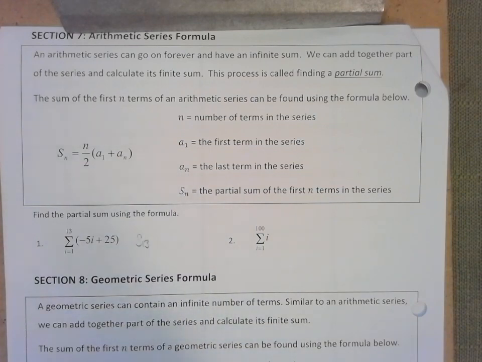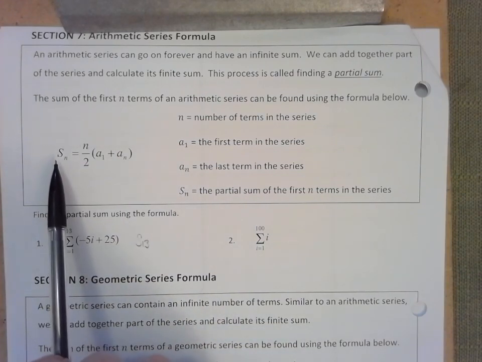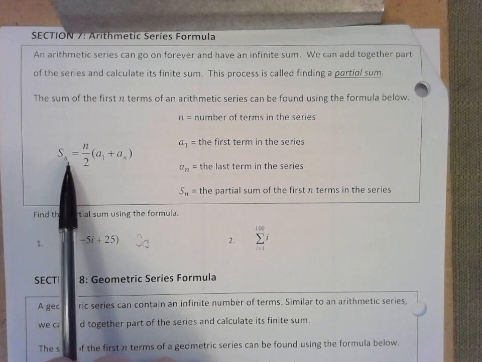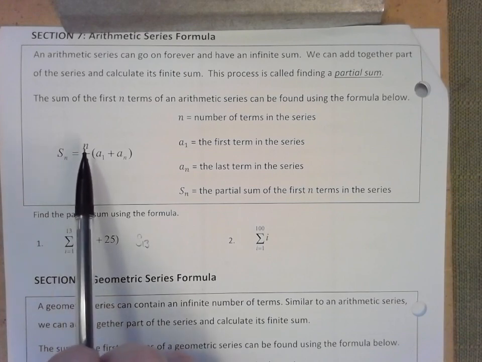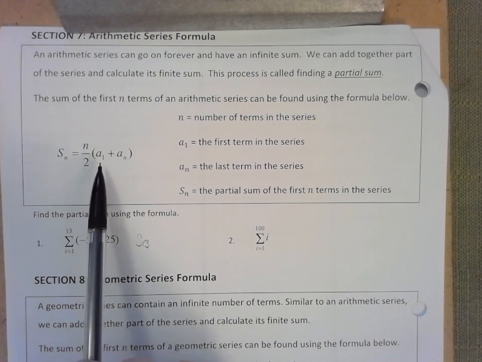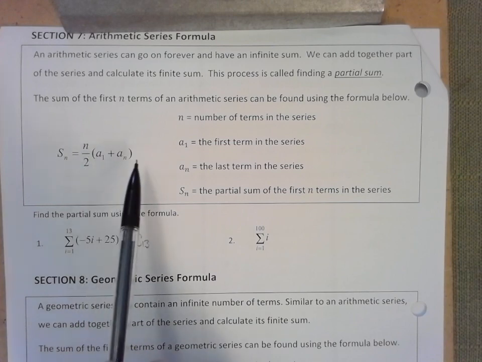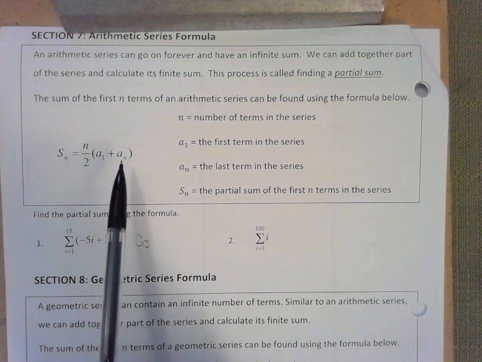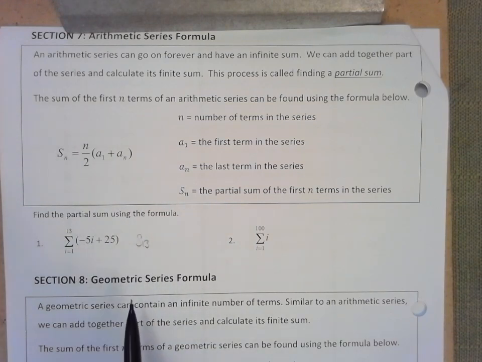So let me go back to the start. S means we're adding together. N is how many terms we're adding together in an arithmetic series. That value of n, how many terms, gets divided by 2, and then you multiply that by the sum of the first term and the last term in your series. Okay, getting to the bottom here.